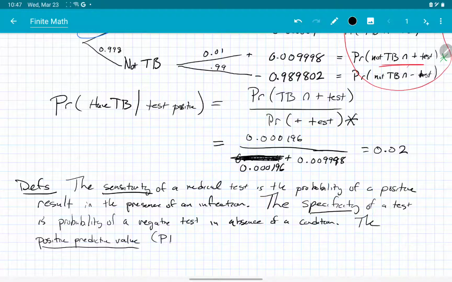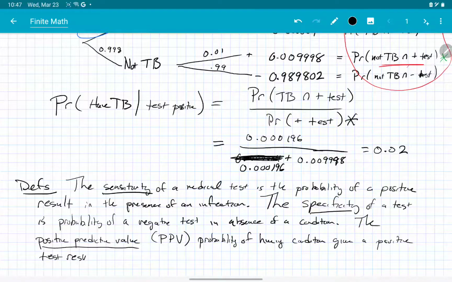Okay. The positive predictive value, which is often abbreviated, as one can imagine, as PPV, is the probability of having the condition given a positive result. So that number we saw there, that 2% that we just calculated, that's the positive predictive value of the tuberculosis test, according to this problem.